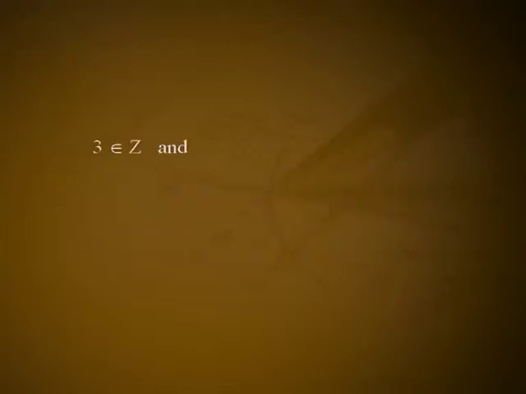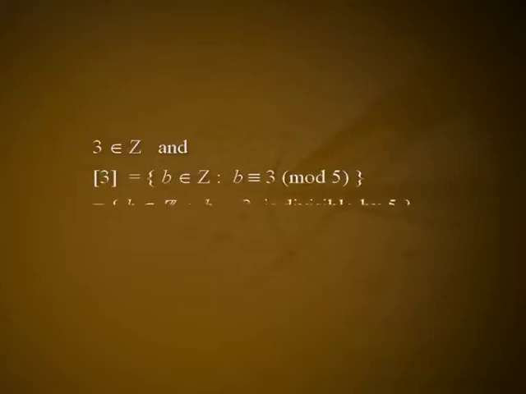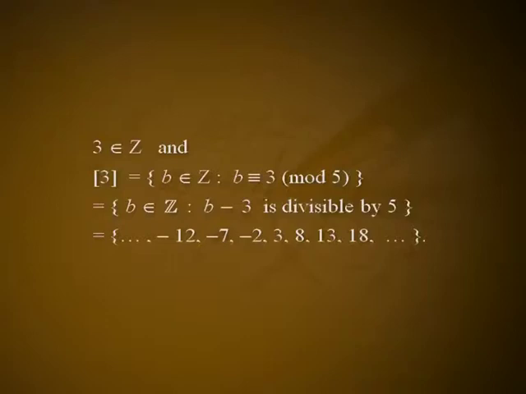3 belongs to the set, and class 3 equals the set of all b belonging to the set such that b is congruent to 3 mod 5, which is equal to the set of all b such that b minus 3 is divisible by 5, which is equal to the set of all, etc., minus 12, minus 7, minus 2, 3, 8, 13, 18, etc.